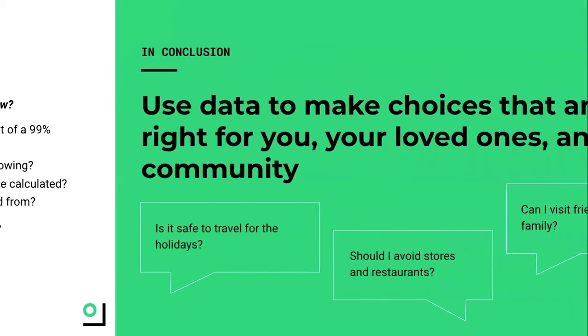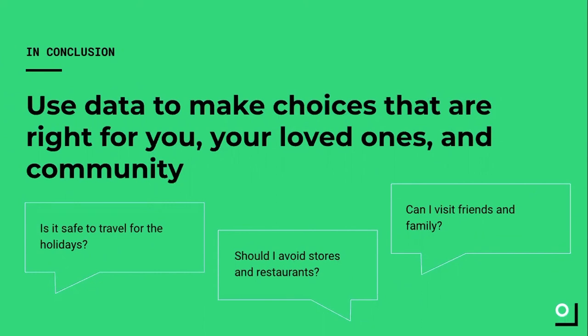Once you have a better understanding of the COVID data that is out there, the next step is to decide what choices you're going to make based on that data. You might be asking yourself questions like, is it safe to travel for the holidays? Should I avoid stores and restaurants? Can I visit friends and families? These questions matter because they get at the heart of the way we live our everyday lives. Our happiness, our jobs, and our health depend on finding the right answers.